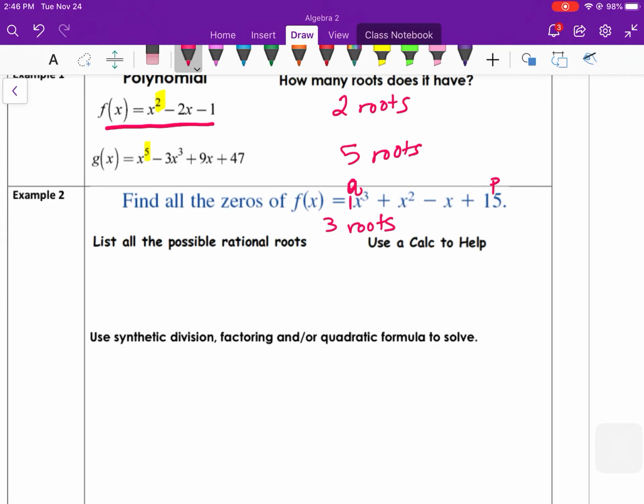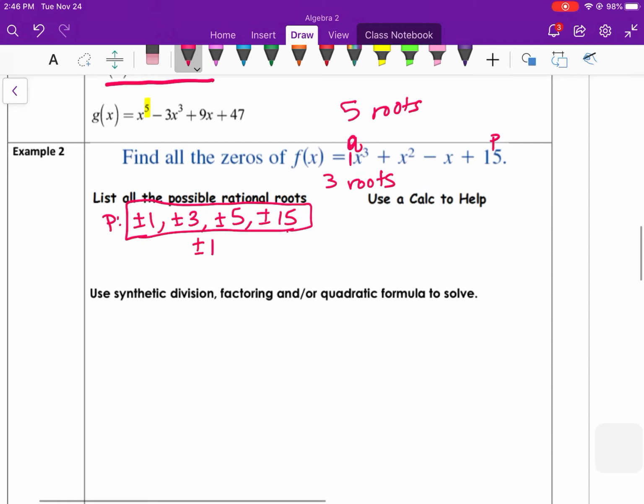So all the possible factors of 15 would be 1 and 15, 3 and 5. So all of the possible roots would be positive or negative 1, positive and negative 3, positive and negative 5, positive and negative 15. And then Q is 1, so plus or minus 1. It makes it easy. All of our possible roots divided by 1 would just be the top numbers. So then let's use a calculator to narrow down. I have 8 choices: 1, 3, 5, or 15, or the negatives. Those would be the possible rational roots.